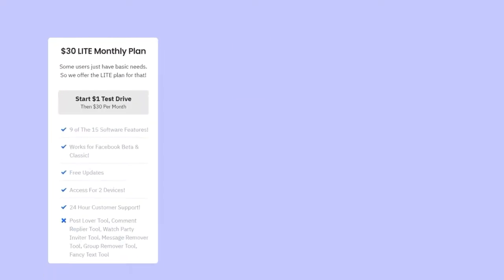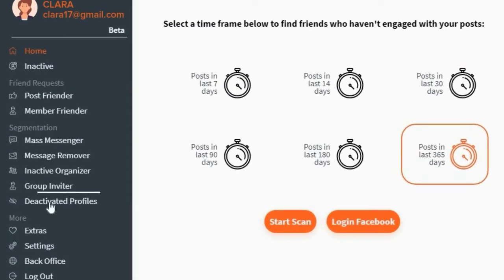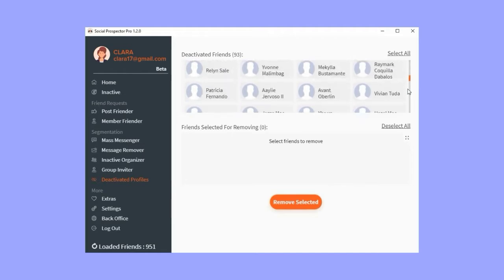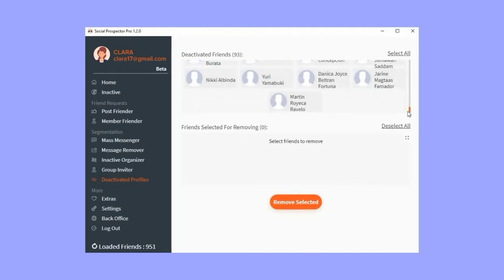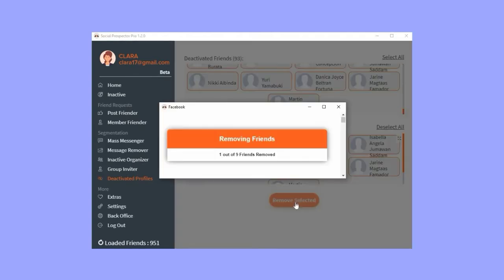So Clara decides to sign up for the $1 test drive, and within minutes, her software is downloaded and she's ready to get results. First, she wants to clean up her friends list, so she uses the deactivated profile tool to find all of the disabled accounts that she had been friends with for years and had no clue that they were just on her friends list taking up space. Within moments, she removes tons of bad profiles from her friends list to make room for more potential prospects.